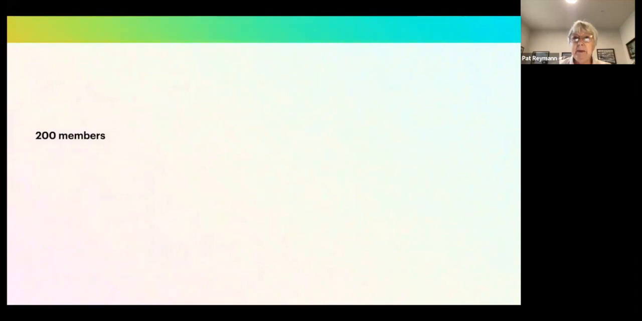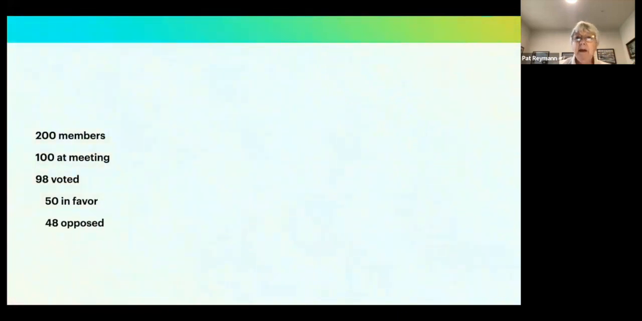So let's take an example. Let's say your organization has 200 members. 100 of them come to your meeting. There's a motion and it's voted on, but only 98 people out of the 100 who were there vote. Of those 98, 50 vote in favor, 48 are opposed, and 2, for whatever reason, don't vote. We say they abstain, just so that it all adds up to 100.